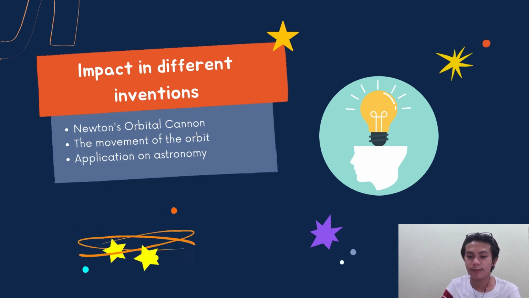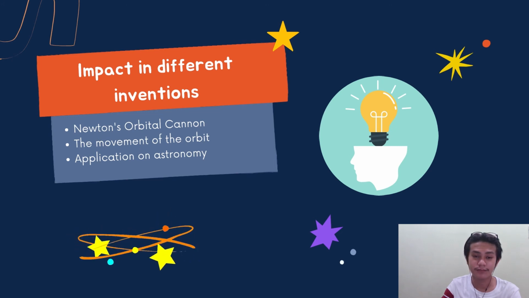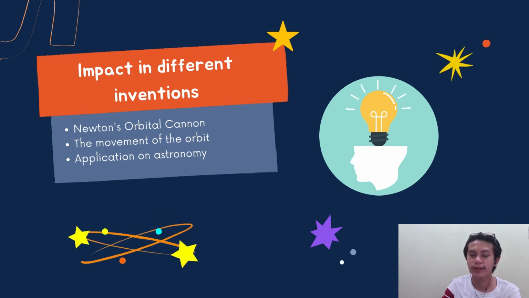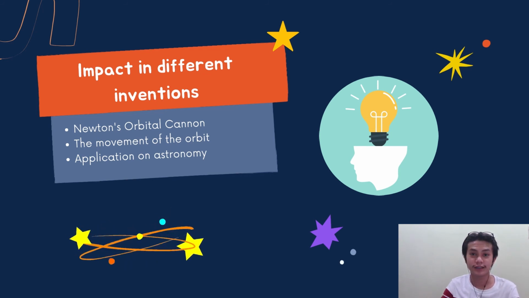Last is application on astronomy. As I stated earlier, Johannes Kepler is also an astronomer. So this study of his can greatly help most astronomers in predicting the alignment of the stars that they tend to watch and study. So that's all. I'm passing the next presentation slides to my group mate, Mr. Calletor.